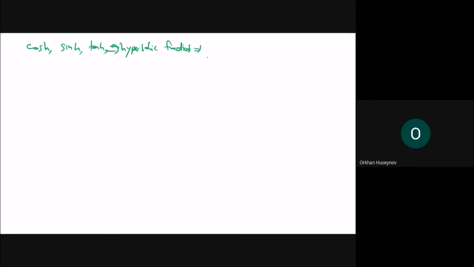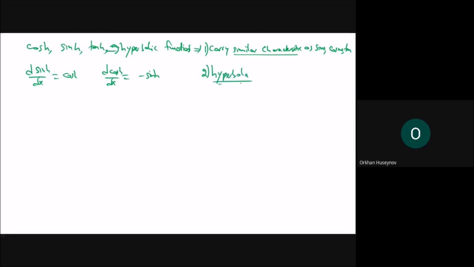The hyperbolic functions carry similar characteristics as the sine, cosine, and tan functions. For example, d sinh by dx is cosh, and d cosh by dx is sinh. So you can see that they have similar characteristics. This is the first case, and the second case is that they are hyperbolas. So you have to remember this part.